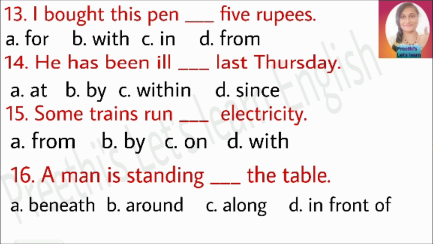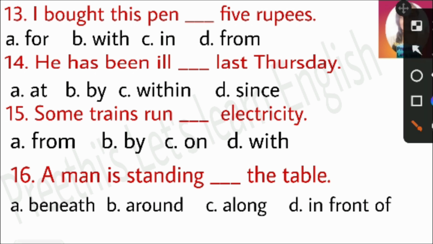Next. 14th one. He has been ill blank last Thursday. Here we have to observe one thing. There is a starting point, not the ending point. So he has been ill from Thursday onwards. Till now, it's not completed. So only the starting point is given, the ending point is not there. So whenever only the starting point is given, then we have to use the preposition since.